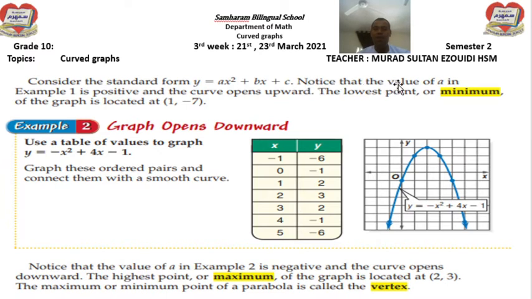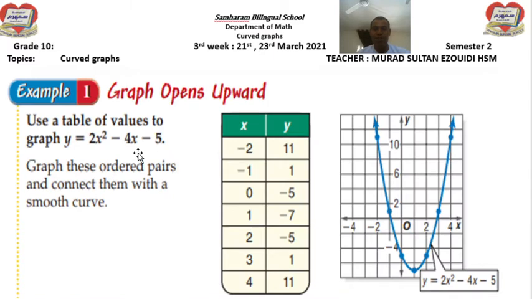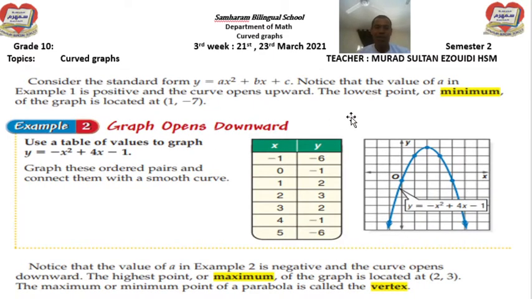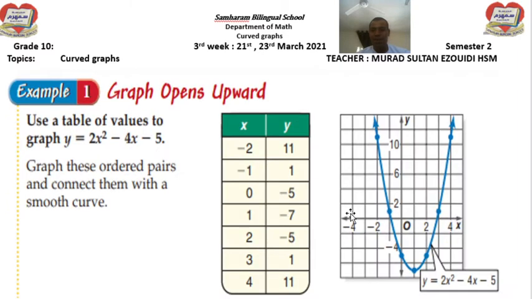Okay, the second question, consider now the standard form y equals ax squared plus bx plus c. And note that the value of a in example number 1 is positive, and the curve opens upwards. This one opens upwards, it seems like a valley, V-A-L-L-E-Y. Then in this example the point here is the vertex, the turning point, but in fact it's also called a minimum.